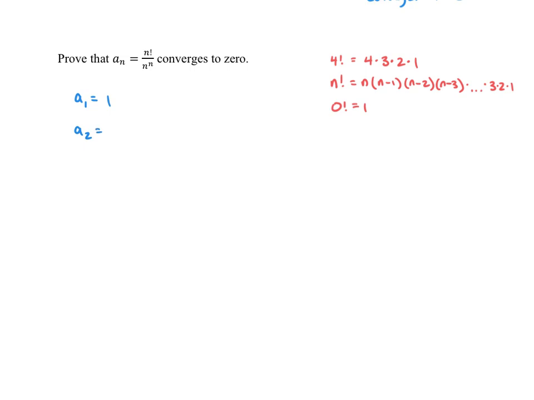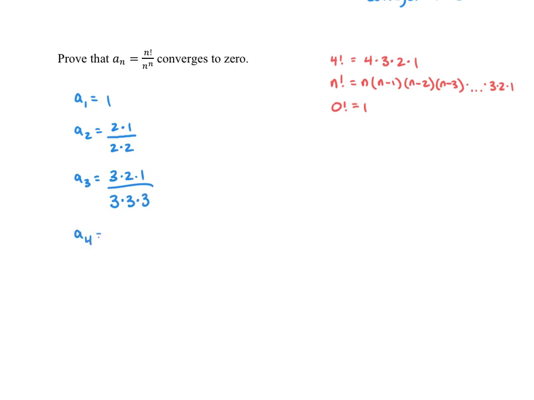A sub 2 is equal to, in the numerator, 2 times 1, which is 2 factorial, divided by 2 to the power of 2, which is the same thing as 2 times 2. A sub 3 is equal to 3 times 2 times 1 in the numerator, and 3 to the power of 3 is 3 times 3 times 3.